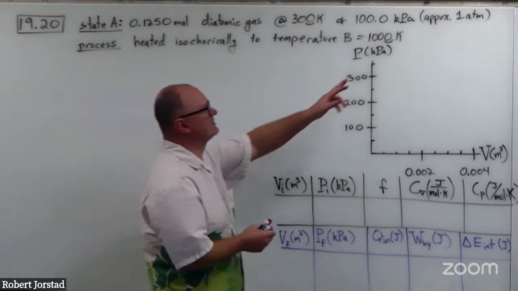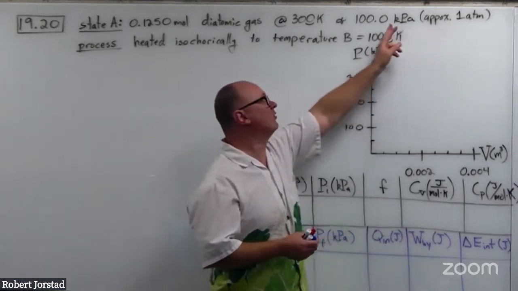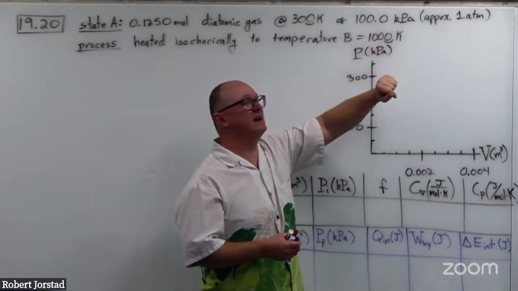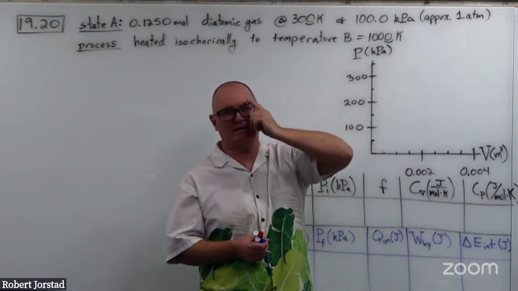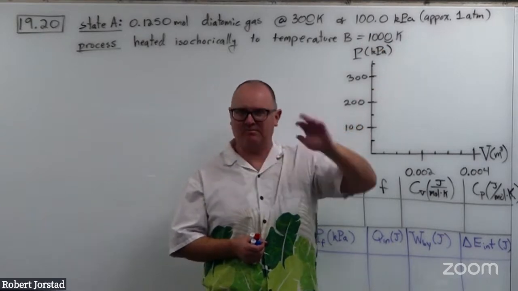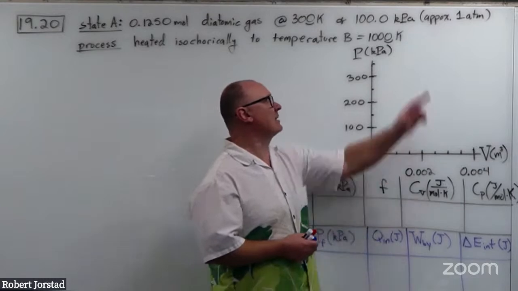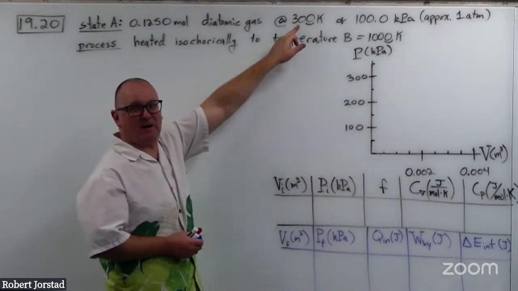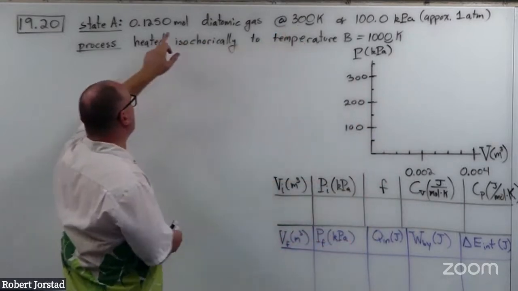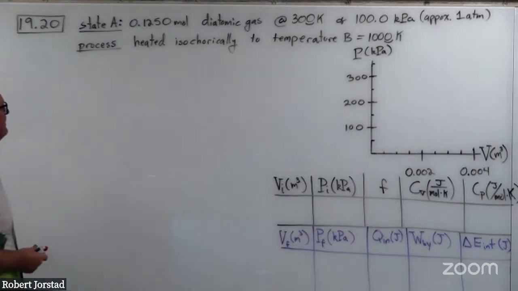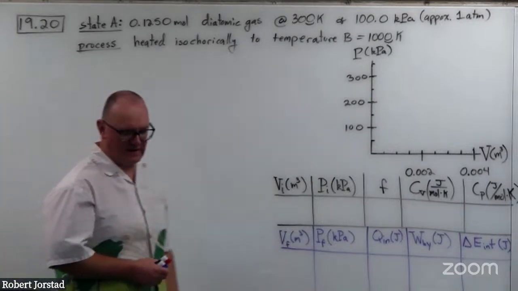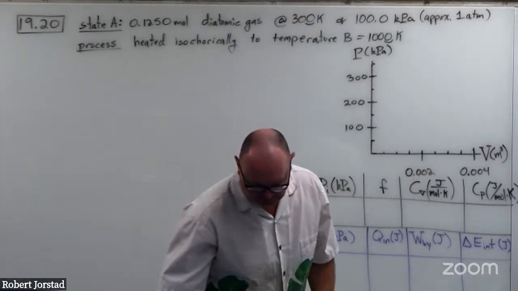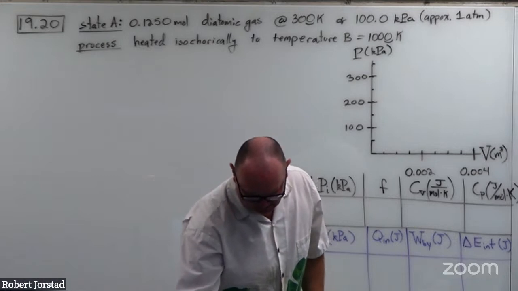For reference, that's about 1 ATM, right? 101.3 kilopascals is 1 ATM, standard atmospheric pressure. So basically, standard atmospheric pressure, about room temperature, and we have this much gas. And then we're going to try to heat it isochorically to some final temperature.